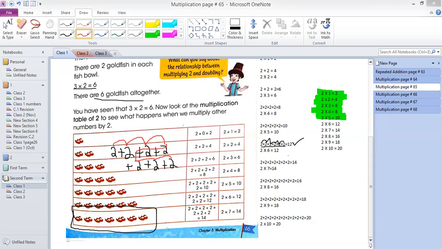But if you know the table, then you don't need to add 2 seven times. You just use the table and multiply 2 by 7. So 2 by 7 will give you 14.